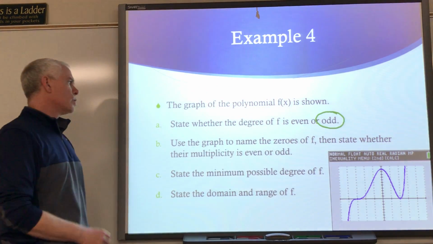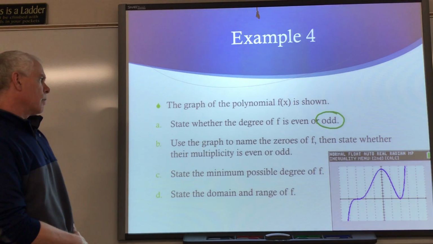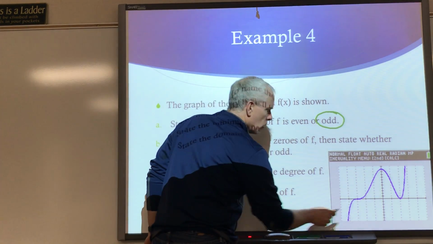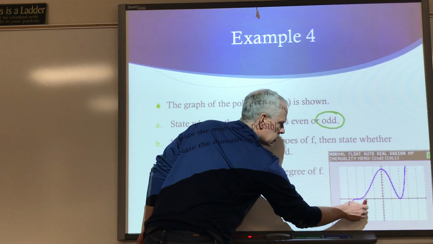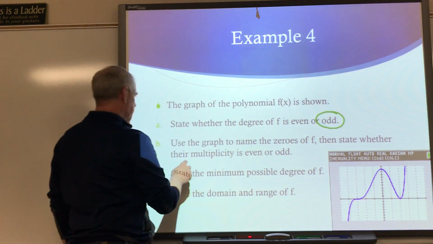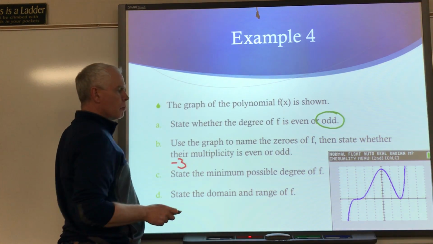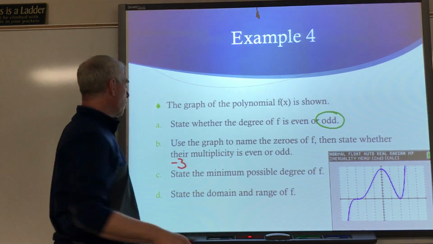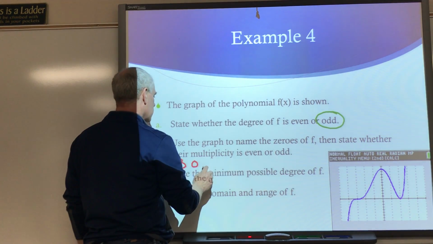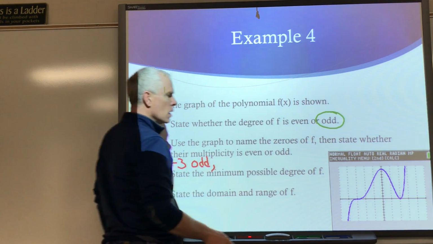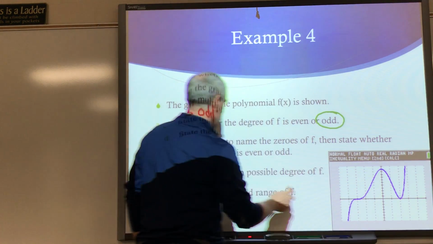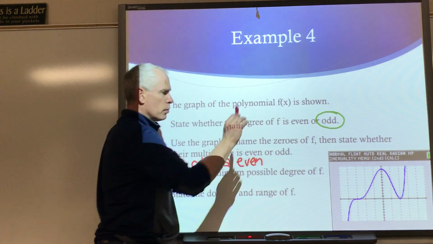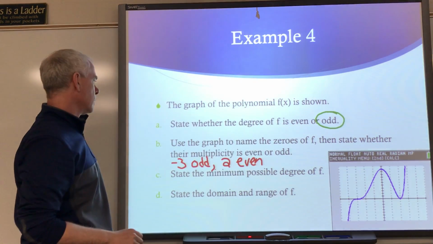Use the graph to name the zeros of f, then state whether their multiplicity is even or odd. Well, it looks like we crossed the x-axis here at -3. And because we cross, it's odd. If it was bouncing at that point, it would be even. So -3, we're going to say odd. We cross again over here at +2, and that would be considered even because we come down and we touch at +2 and we go back.